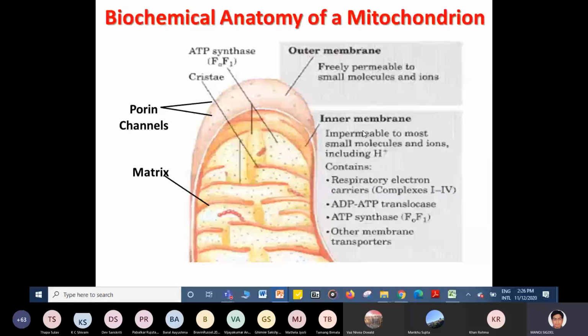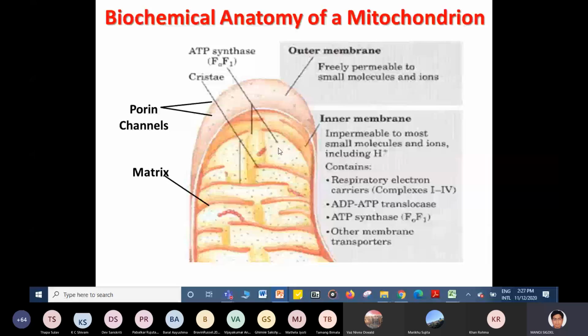And what does this inner membrane contain? It contains the respiratory electron carriers from complex 1 to complex 4, that is, the different complexes of the electron transport chain. ADP ATP translocase: you all know that the mitochondria is the powerhouse of the cell. That means energy is generated in the mitochondria in the form of ATP, and that ATP has to be taken out from the mitochondria, and the enzyme for that is ADP ATP translocase. For the synthesis, ATP synthase and other membrane transporters are there. ATP synthase, FO, F1, this portion is on the inside.